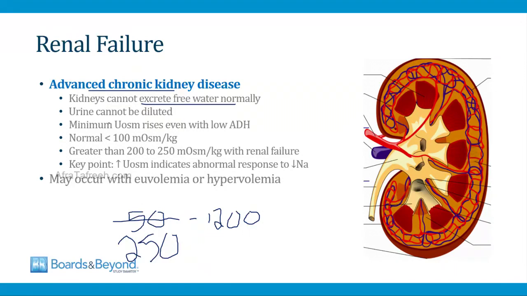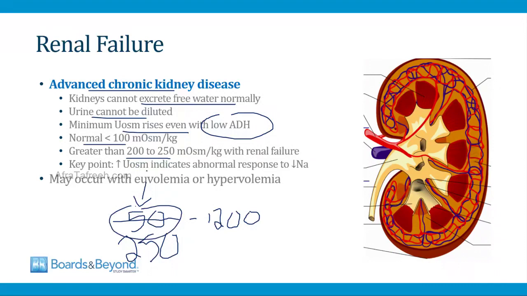And I've summarized these points here. Their urine cannot be diluted. The minimum urine osmolality rises even when the ADH level is low. They won't be able to get down under 100 like healthy kidneys. They may be only able to get down to 200 or 250 because of renal failure. And an important point here is that, as we said before, when you have hyponatremia, if you have a urine osmolality that is not at the bottom of the range, in other words, down around 50, then something is wrong.